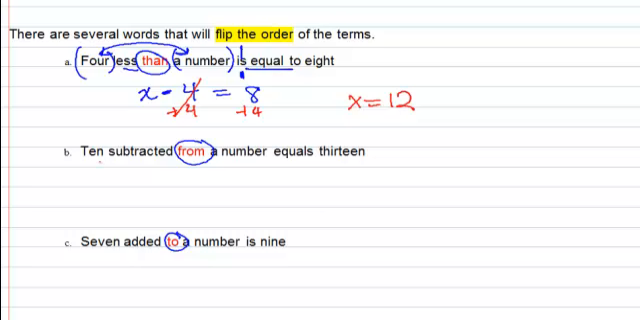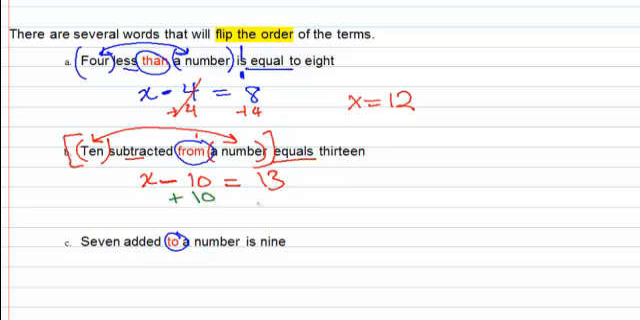When we look at this next one, it says 10 subtracted from a number equals 13. Well, there's our equals, so we know this is our expression on the left side here. We see subtracted, so we know it's a minus, and we see that we've got a number and 10 that we are subtracting. The "from," of course, is flipping the order, so it's a number minus 10 equals, or equal to, 13, and solve the same way. We get our variable alone, add 10, do it to both sides, and we get x is equal to 23.